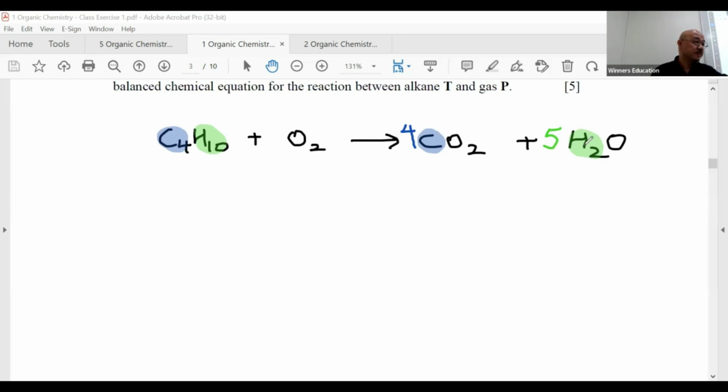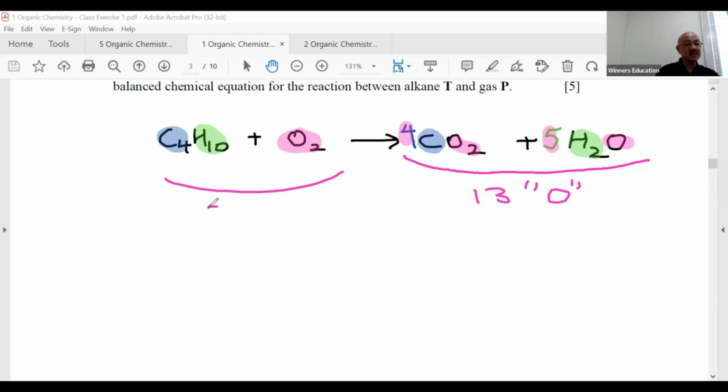There is a system. You came here for the system, for the strategy, besides the concepts. So use it. Now O. How many O? Then we start to count. On this side at the moment, 4 times 2 is 8, 5 times 1 is 5. 8 plus 5 is 13. 13 oxygen atoms. At the moment here, I need 13, but you have 2 only.